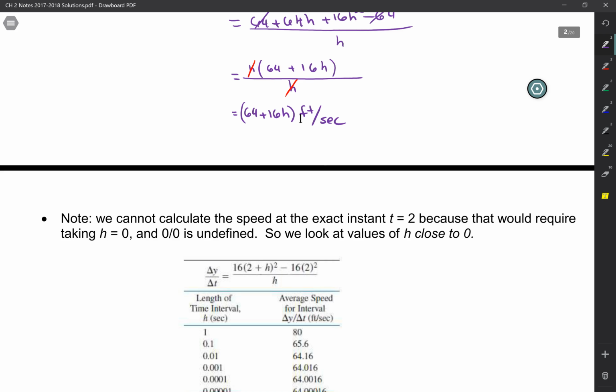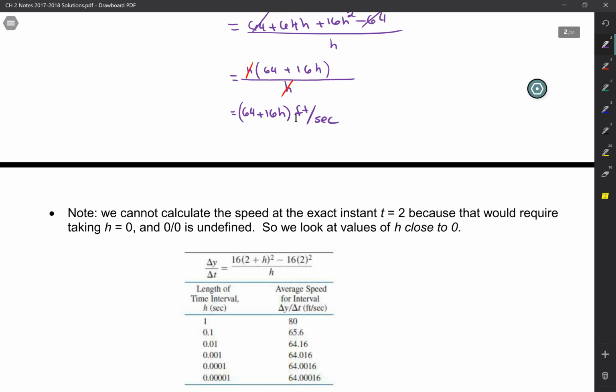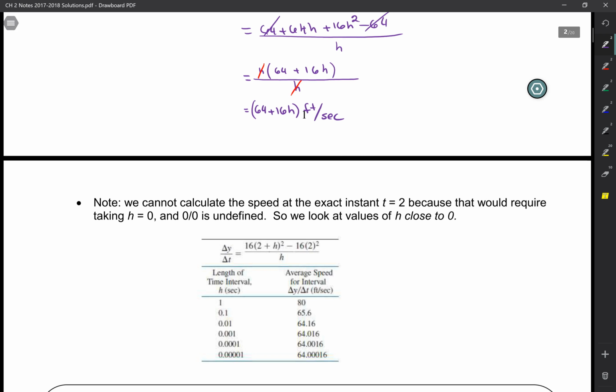I would have h over there, and I would have 0 over 0, which is not defined. So in order to be able to do this entire process, the big deal is that h can never be 0, but we can bring h as close to 0 as we possibly can.